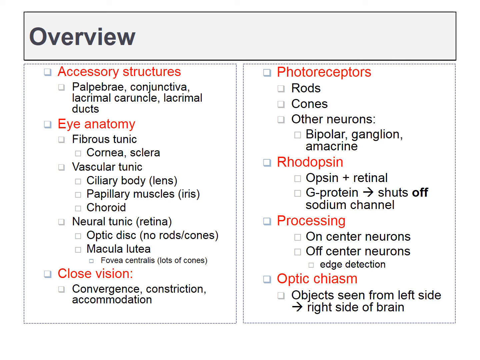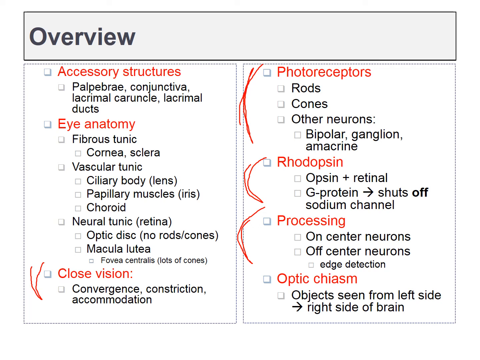To do all of that, we'll start with some basic eye anatomy, and then we'll talk about what the eyes do in response to close versus distant vision. We'll talk about the cells in the retina that are responsible for converting light waves into action potentials, and how those signals are transmitted to the brain. In doing so, we'll talk about the molecule rhodopsin, and we'll talk about how this information is processed in the eyes before it ever reaches the brain.